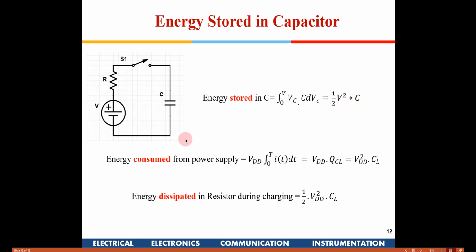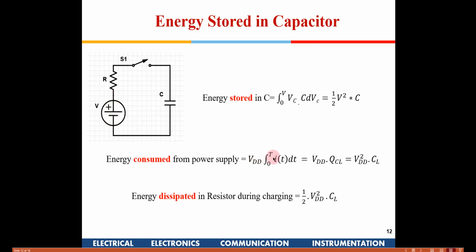Now if you try to find out the energy which is dissipated from the source, in this case it is the same kind of integration. Here Vc was changing, like the capacitor voltage was changing, so the current as well as Vc both were variable. Now in this case, if you do a similar integration, the current is going to change, but the voltage remains the same, right?